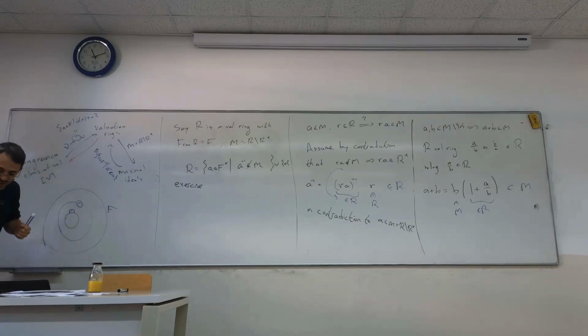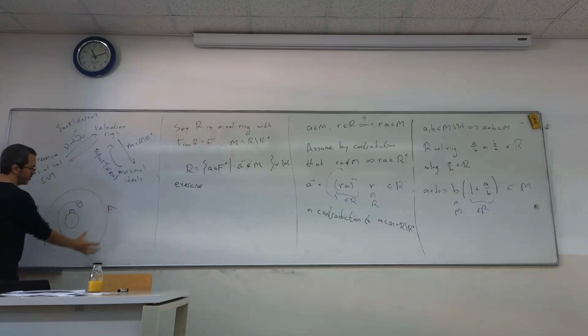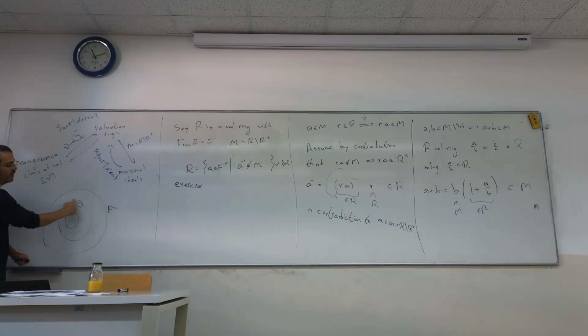And in terms of valuation, these are all the functions that are defined at the point. For different points, you'll have different O's. But these are the functions that are defined at the point that you're looking at. And these are the functions that are 0 at the point.